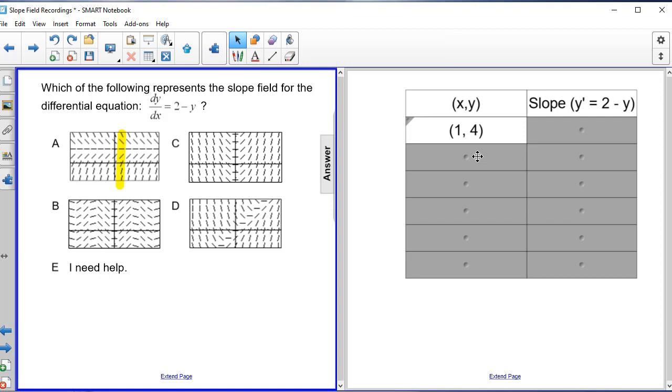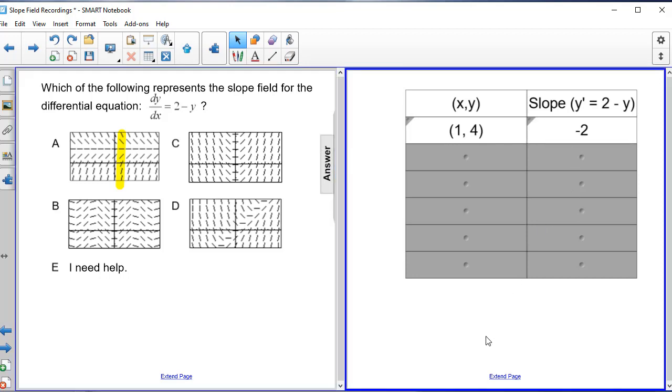So when I have (1, 4), which is up here at the top, I have a slope of -2, since 2 - 4 is equal to -2. And that is a negative slope. It's very steep. It looks like it lines up. If I use the point (1, 3), which is right there, plugging that into my differential equation, I see I have a slope of -1, and that lines up with what I have at point (1, 3).